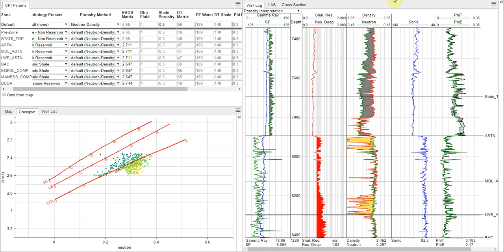So I know that was quick, and we didn't go into a lot of detail on how to set the parameters. But hopefully that gives you an idea of how you do porosity calculations.